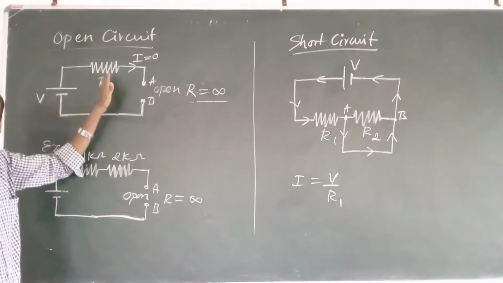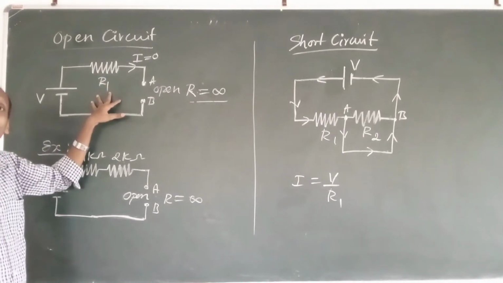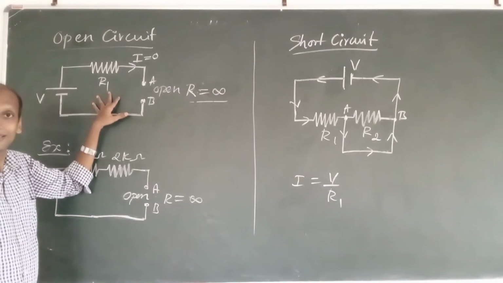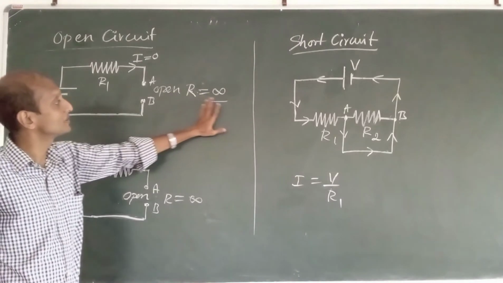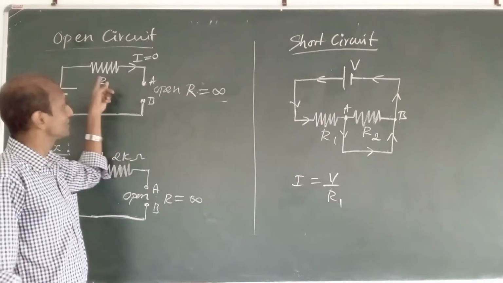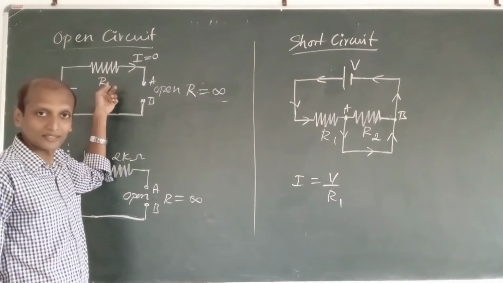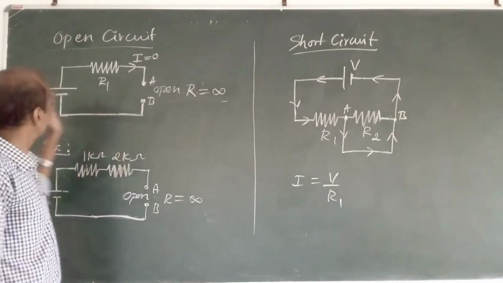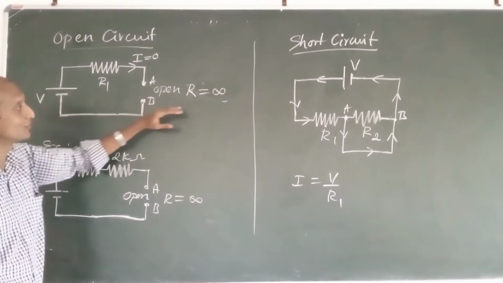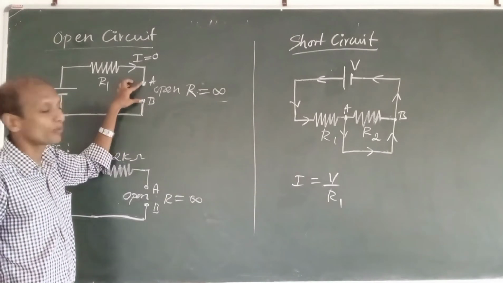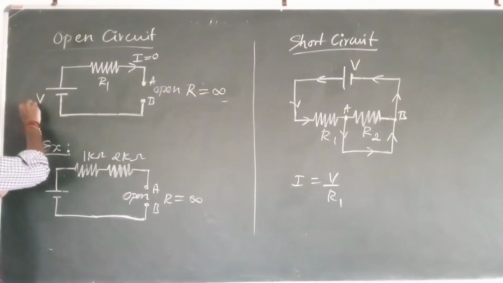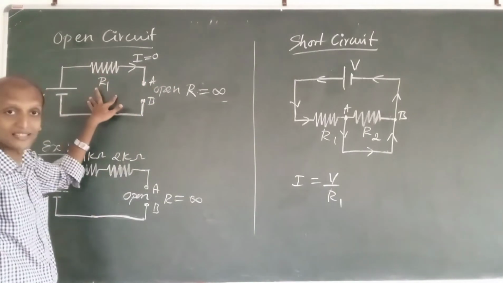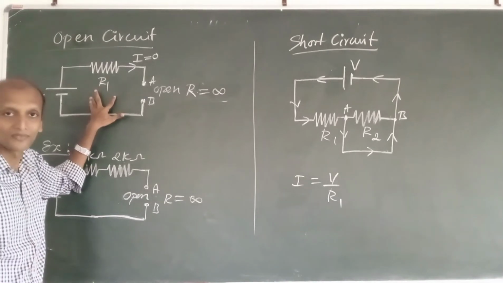And this resistance R1 acts like it is not there, because the open circuit resistance is infinite, so this is very huge and is not considered. All of the voltage which has been applied here will be dropped across the points A and B, and whatever voltage you have here, you will find that same voltage across these 2 points, and this resistance acts as if it is not there.